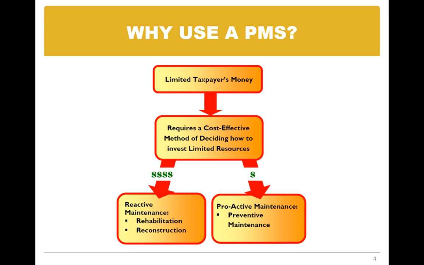which is gonna really require us as engineers to look for a more cost-effective methodology of deciding how to invest limited resources. So if we really have a lot of money, back in the days, then we would do what we call reactive maintenance, which is basically a more costly option to do a major rehabilitation, or even you can just remove all the layers and reconstruct the road from the beginning.